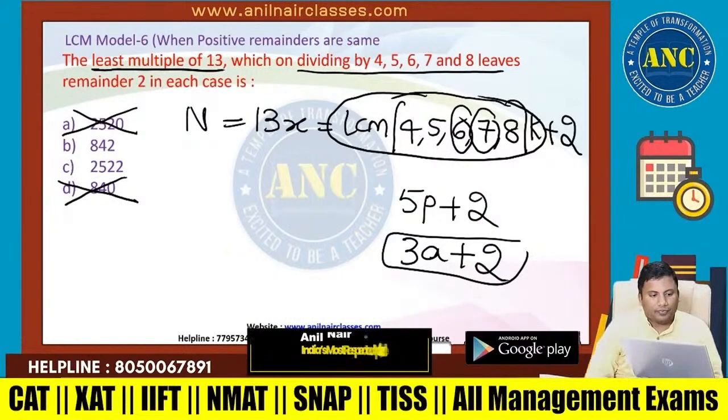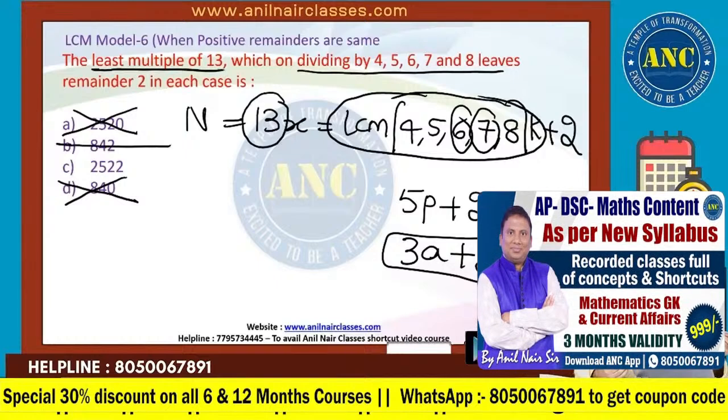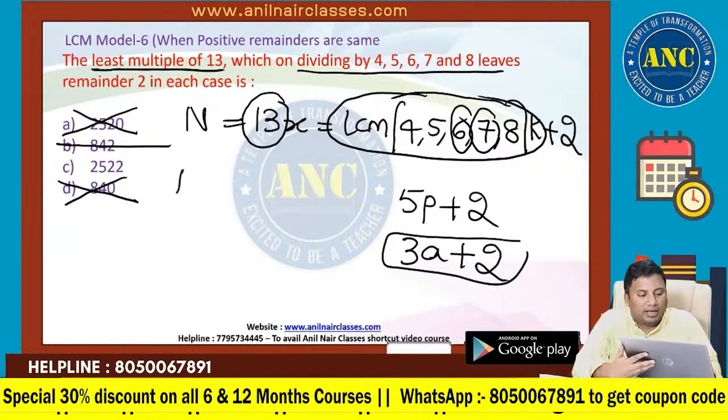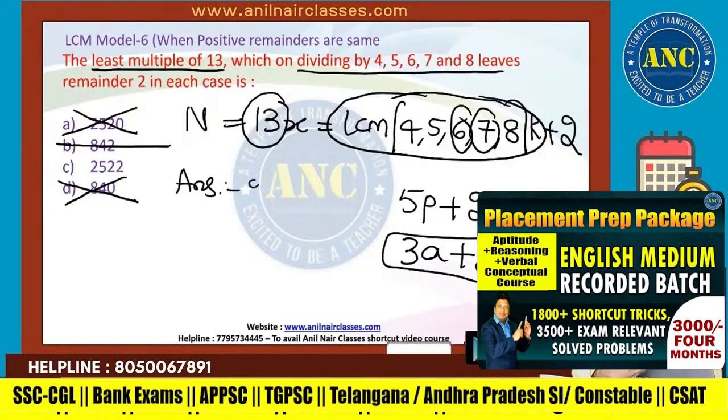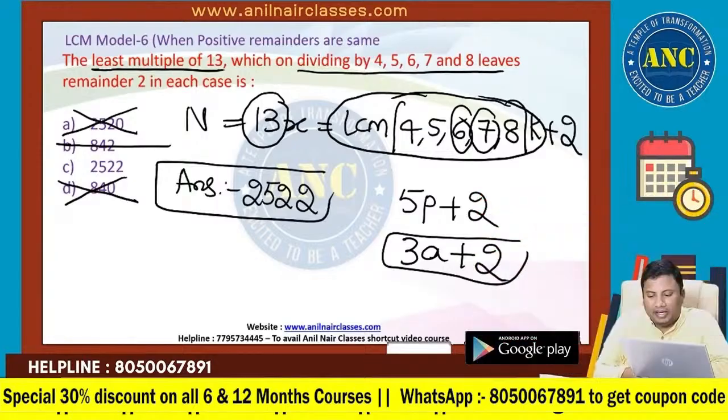Now, it should be divisible by 13. 842. 13 sixes are 78. 62. 62 is not divisible by 13. So the answer for this question is 2522. I hope the idea is clear.